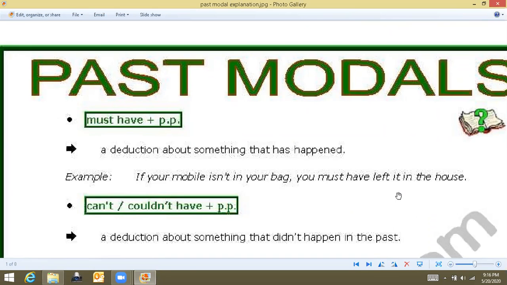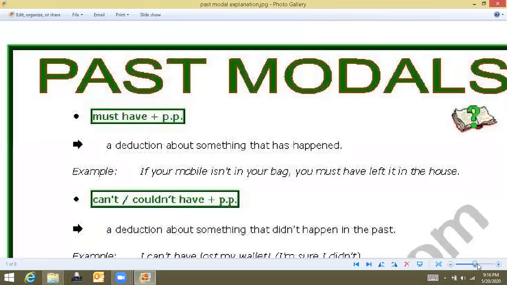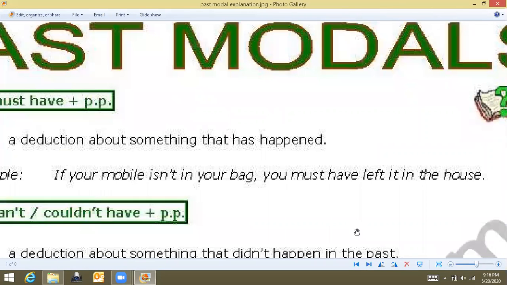So the person talking is 100% sure that the mobile is safe. So if your mobile isn't in your bag, you must have left it in the house. Si tu teléfono no está en tu bolsa, debiste haberlo dejado en casa. But maybe the person talking here, this opinion is not true. Maybe somebody stole the cell phone. Maybe he or she dropped it. Maybe he left it in a car, in a taxi. So this person's opinion doesn't have to be true. It's only a deduction.